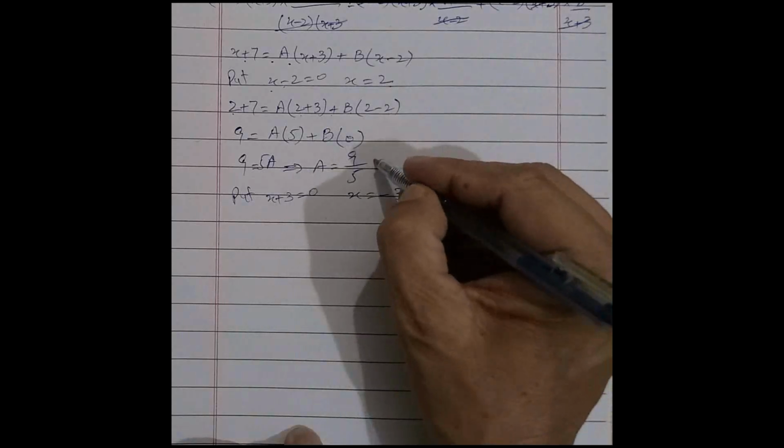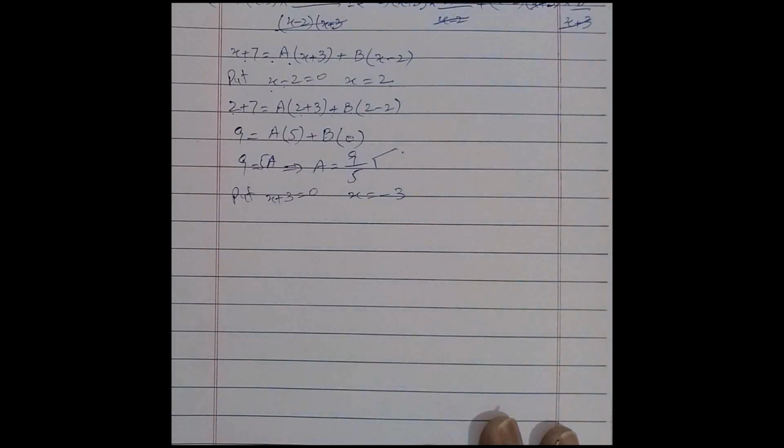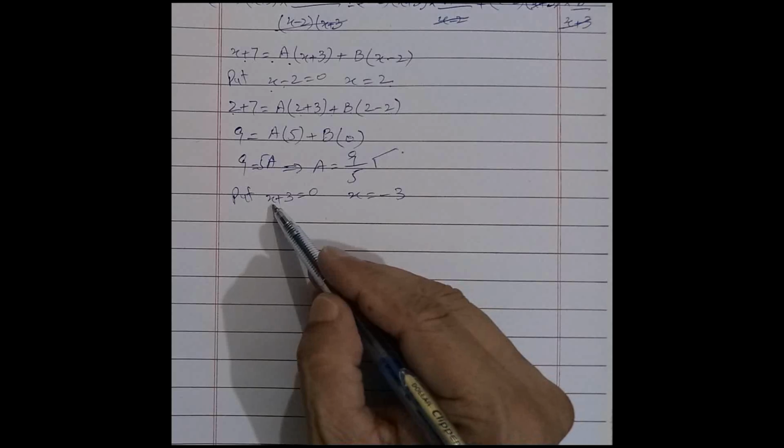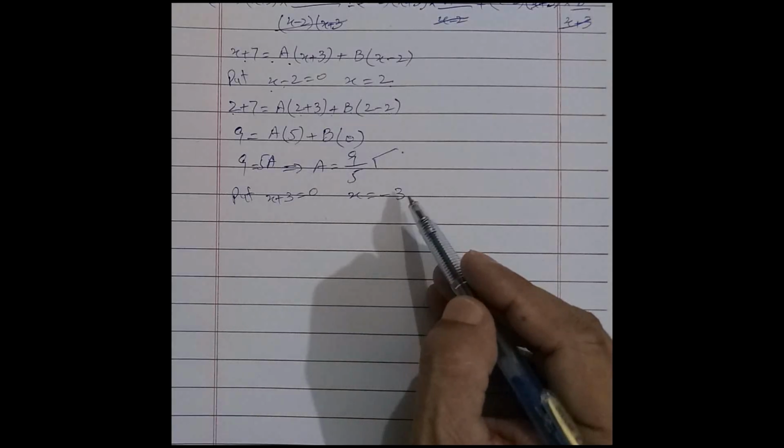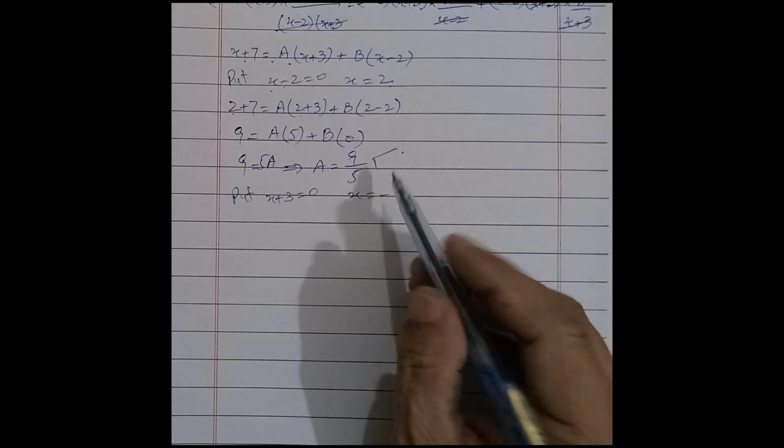Now we find the value of B by putting x plus 3 is equal to 0 and x is equal to minus 3. Now we put x is equal to minus 3 in the equation.